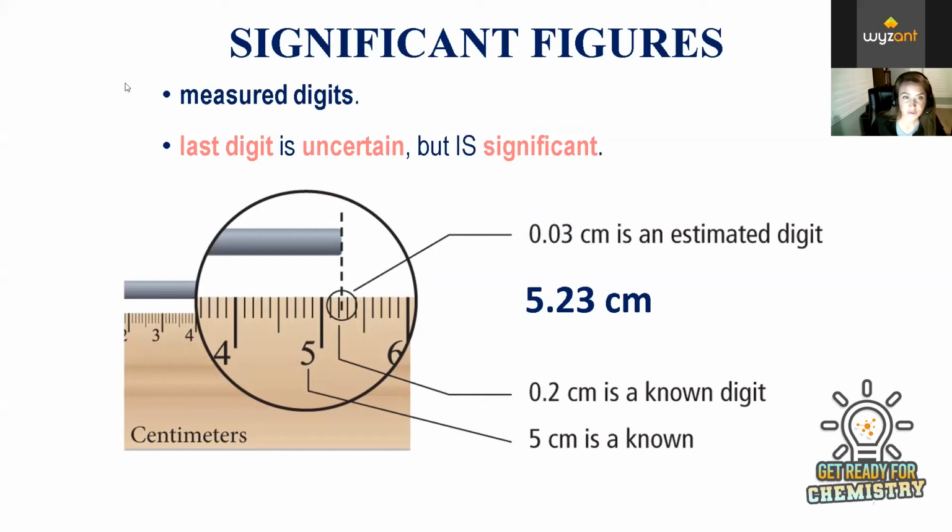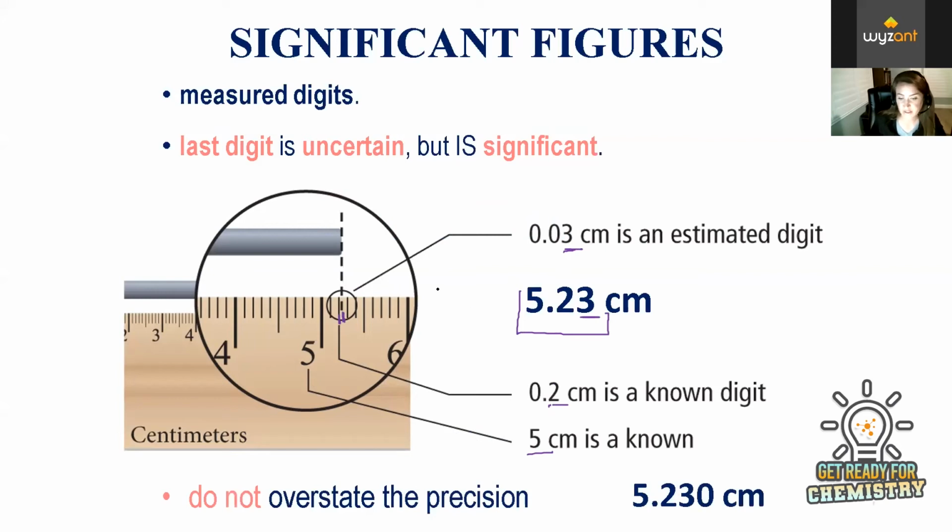So if we're looking at this ruler, typically in chemistry, we will look at this and measure 5.2 because we see the 2 and then we guesstimate to one more digit. So this 3, 5.23, the 0.03 centimeter is an estimated digit, the 0.2 centimeter is a known digit, and the 5 centimeter is a known digit. And so we get this answer of 5.23, which gives us 3 significant digits. So we don't want to overestimate the precision of this, like we wouldn't say 5.230. We only guesstimate to one digit that we can't really see on the tick marks.